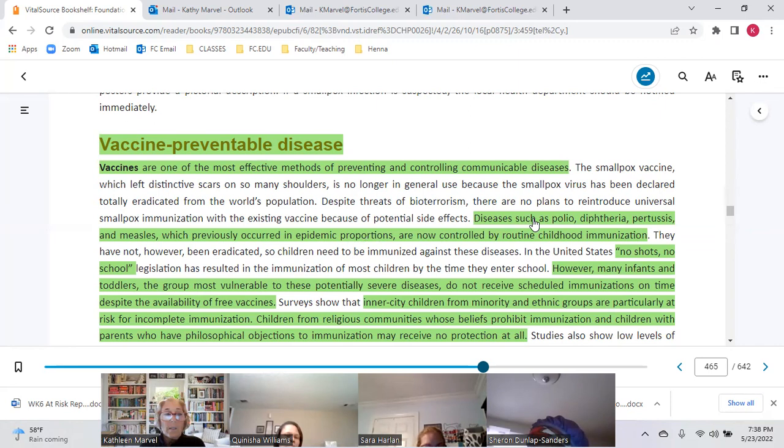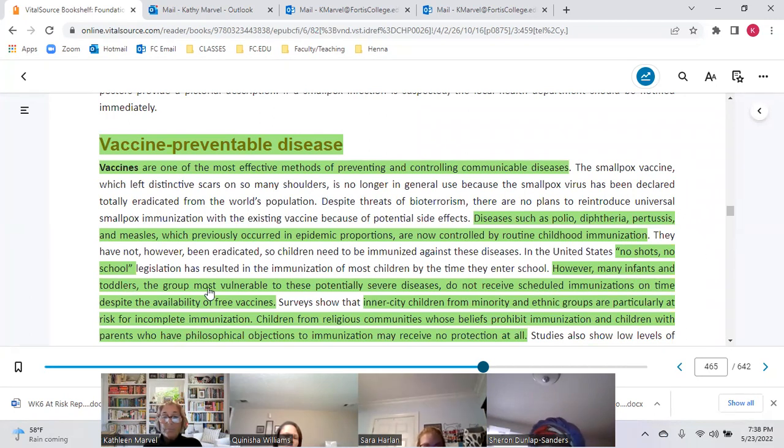We think of diseases such as polio, diphtheria, pertussis, measles, which have previously occurred in epidemic proportions, are now controlled by immunizations. In the United States, there's a program called No Shots, No School, that kids are not supposed to be in school if they are not updated with their immunizations by the time they enter kindergarten.